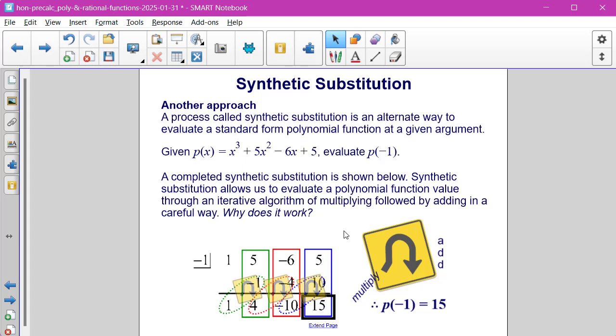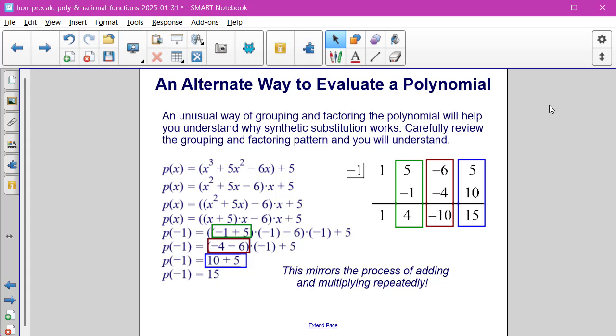A completed synthetic substitution is shown below. Synthetic substitution allows us to evaluate a polynomial function value through an iterative algorithm of multiplying followed by addition in a careful way. Now, why does this work? An unusual way of grouping and factoring the polynomial will help us understand why synthetic substitution works. Carefully review the grouping and factoring pattern and you'll understand.